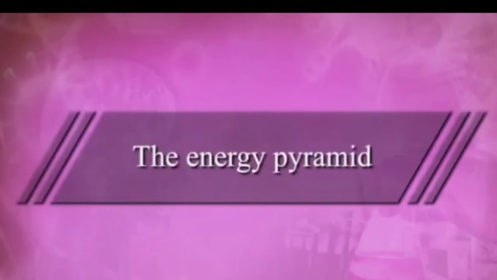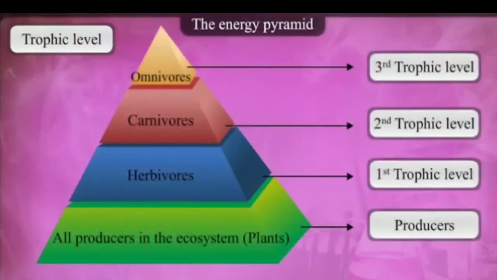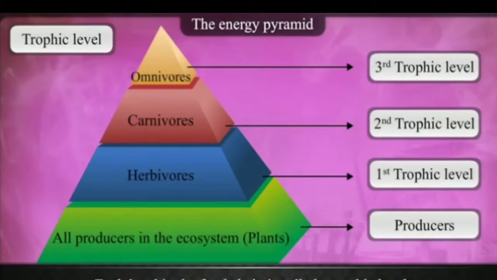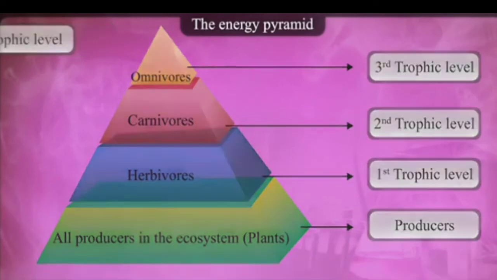Now let us begin the next topic, the energy pyramid. Trophic level. Each level in the food chain is called a trophic level. A trophic level is the step at which the organism obtains its food in the chain. So the amount of matter and energy gradually decreases from the producers at the lowest level to the top consumers at the highest level.